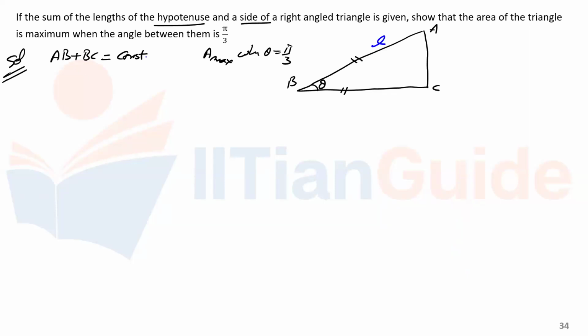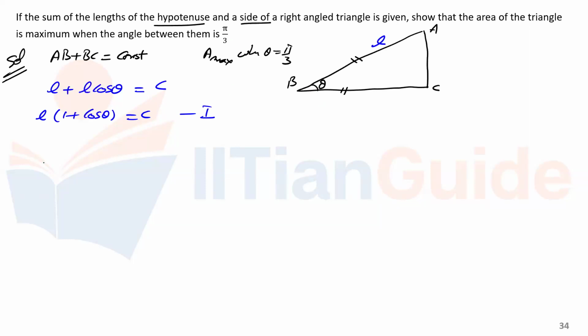We are given AB plus BC is a constant. I am taking AB to be L. After that, BC we can write in terms of that, L cos theta. The sum is a constant; I am writing it to be C. So I can take L common: L times (1 plus cos theta) equals C. Make this equation number 1. I have two variables right now, one is L, another is theta. But anyway, no need to worry.